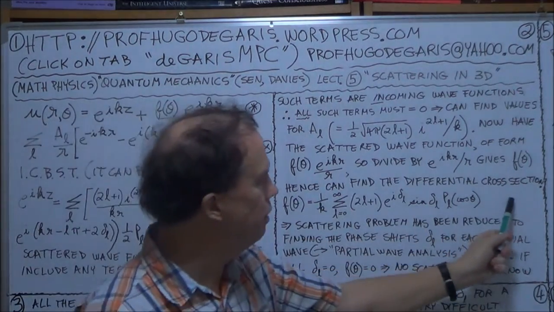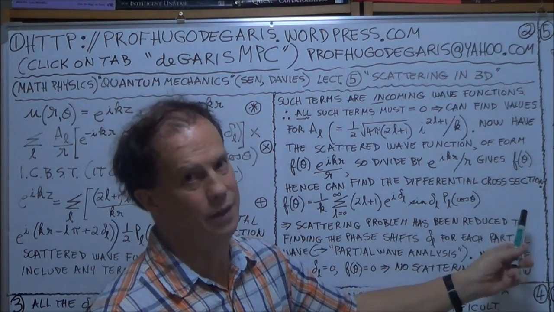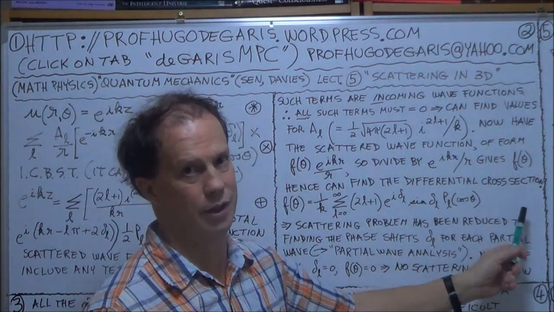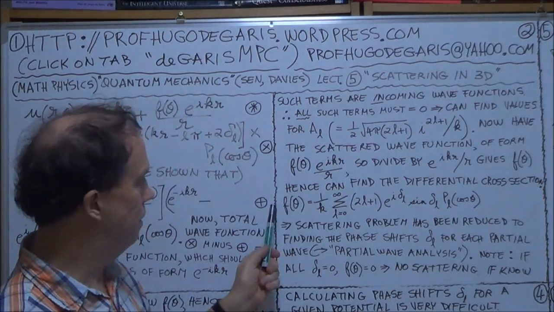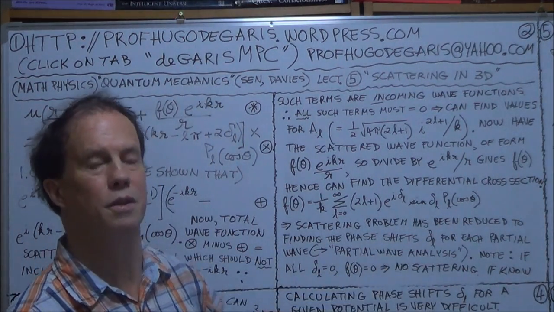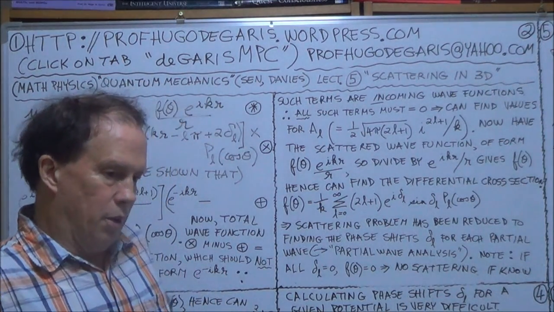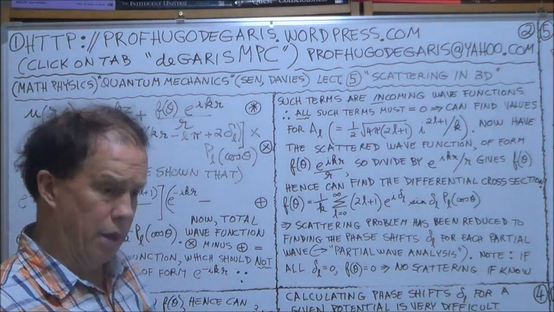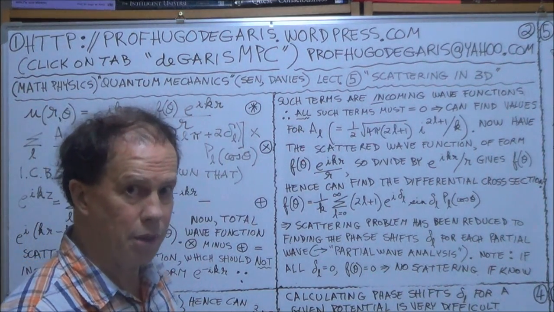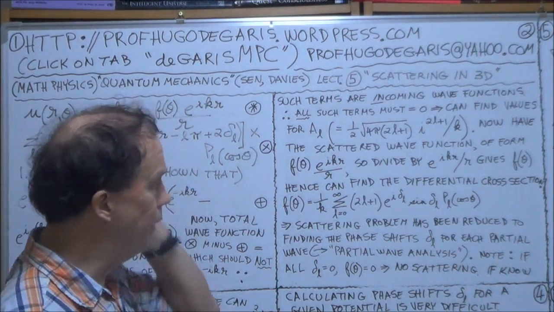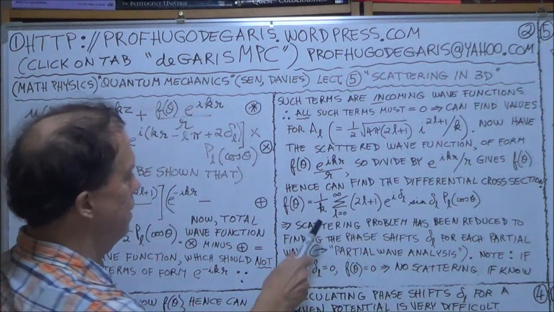Now I haven't put homework on it because it's too hard, right? You don't have enough knowledge. So this is in a sense just being thrown at you to give you a taste of what scattering theory is all about. Scattering theory is mostly graduate level stuff, right? So here's what you get.